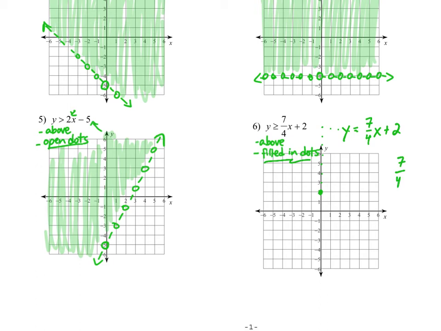7/4 is the same thing as -7 over -4. So I could go down 7, 1, 2, 3, 4, 5, 6, 7, and then go back 4. 1, 2, 3, 4. So there's a little trick that you may not have learned in another class: a positive over a positive is the same thing as a negative over a negative. I kind of ran out of room there, but if I connect that line, it would meet up with that point that was off the graph. So I got filled in dots, and we have our shading, which again is y is greater than, so I'm above the line.